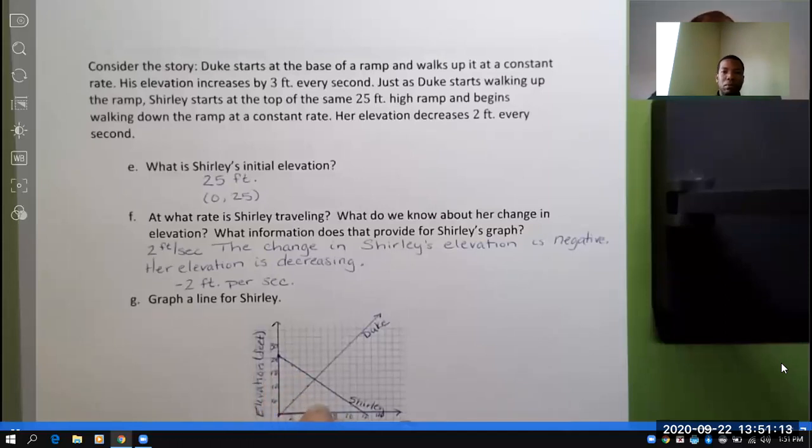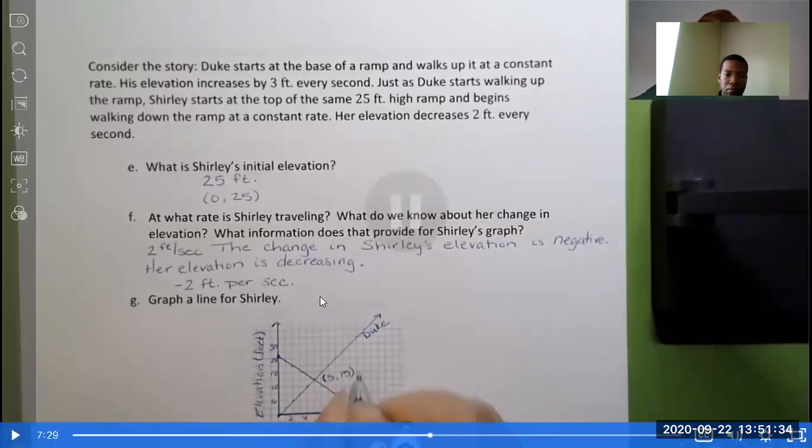Wow, it looks like there's an intersection point. I wonder what that intersection point is. Are you thinking that the intersection point is 5, 15? Okay, so 5, 15, all you do is match up the points. You put the x value first, and then the y value, so 5, 15.